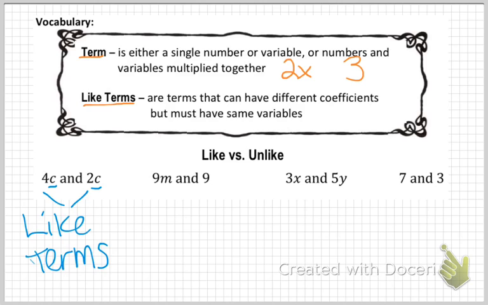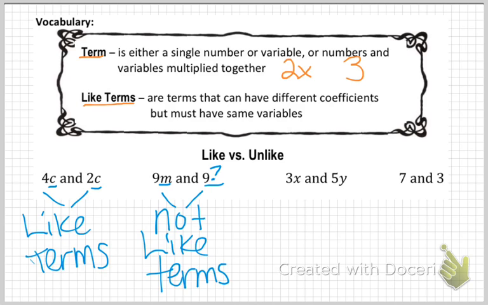Next one here. We have a 9 and a 9. Yeah, they're the same. But do they have the same variable? Well, this 9 over here doesn't even have a variable. This one has an m. This one doesn't. So these are not like terms. This next example, 3x and 5y. They don't have anything in common. They don't have the same variable. So these are also not like terms.